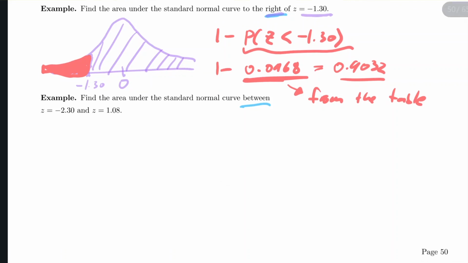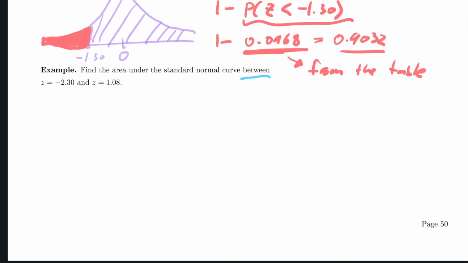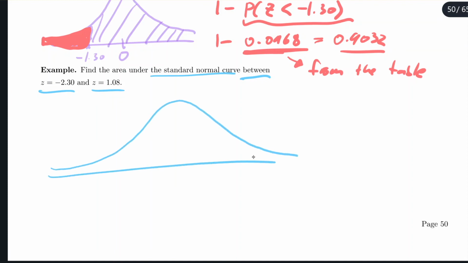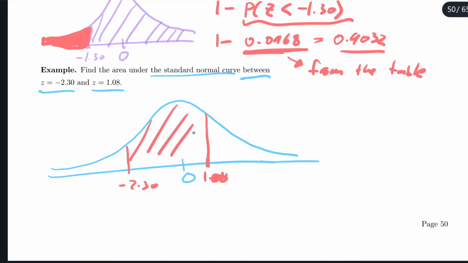Okay. So the third problem. Find the area between these two values under the standard normal curve. Here is 0. Between these two values, one is 1.08, so right of 0, somewhere here. One is less than 0, negative 2.30. So we're finding this area.